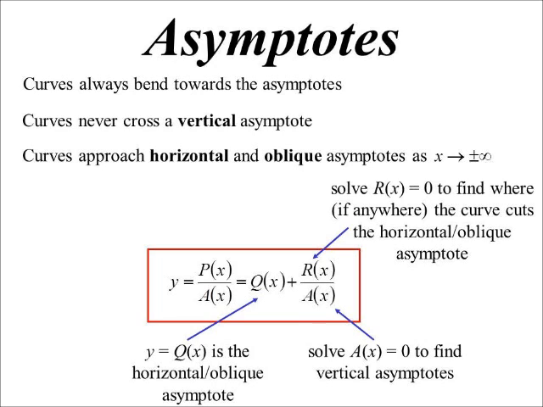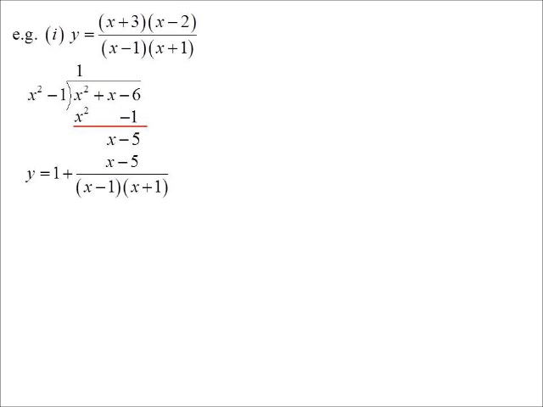So let's just use this one as an example. I've got it all factorised out, but if I did the polynomial division on that, the numerator turns out to be x squared plus x minus 6. The denominator is x squared minus 1, so I'll end up with 1, remainder x minus 5, so I can rewrite it as 1 plus.